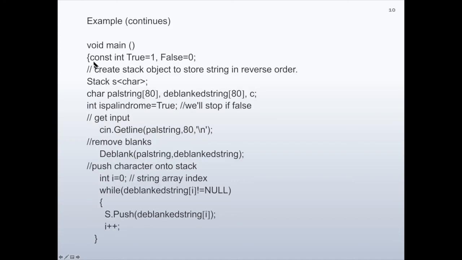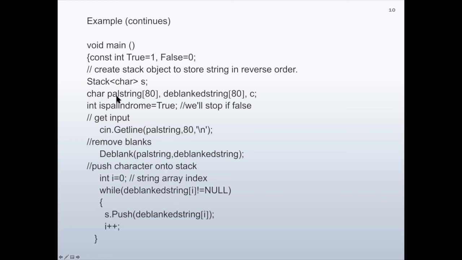In the main part, we define true as 1 and false as 0. These are integer constants. And then we create a stack object to store the string in reverse order. Stack is declared as character. s is the name of the stack.